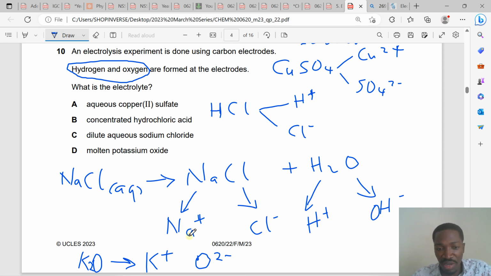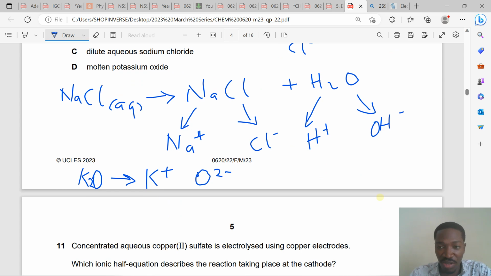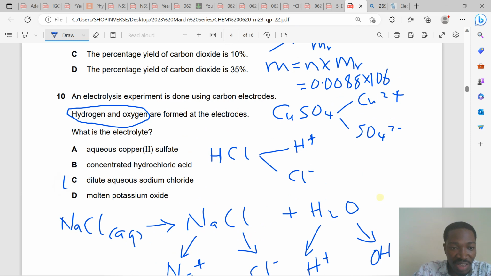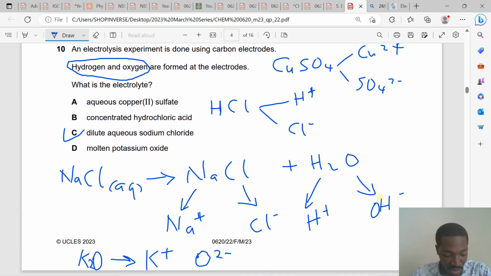So sodium will remain in the electrolyte, while hydrogen gas will be given off. Good. Chlorine is also higher than hydroxide ion, so chloride remains in the electrolyte, while hydroxide would lose its electron and end up producing oxygen as a result. You get it? Yeah, of course you get that. So that is what happens, and that makes option C the correct answer to question 10, right?